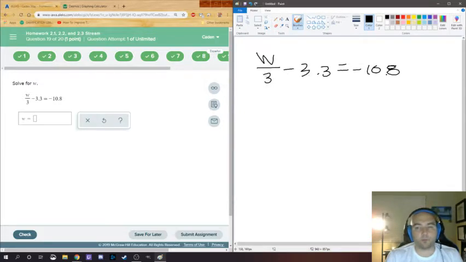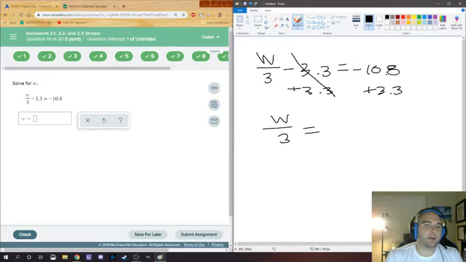Now, unlike the other problems where we were dividing, we undid the division first on those because the whole side was locked away by division. But here the whole side isn't locked away. This 3.3 is okay to move, and we should do that first. So we will do that first. We will add 3.3 to both sides. This will give us W over 3. And on this side, when you combine negative 10.8 and positive 3.3, you get negative 7.5.